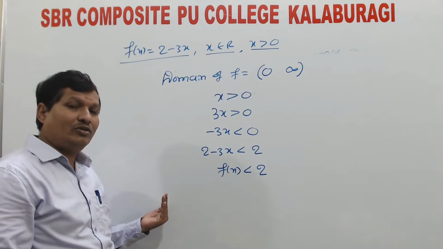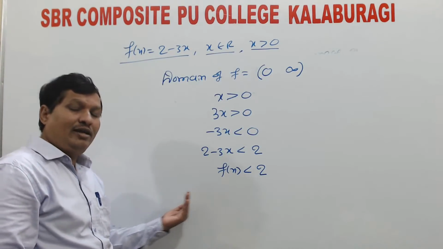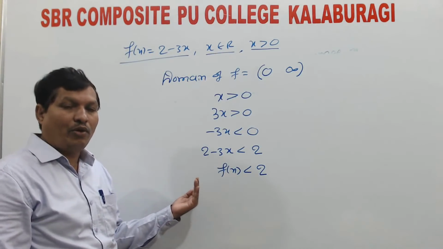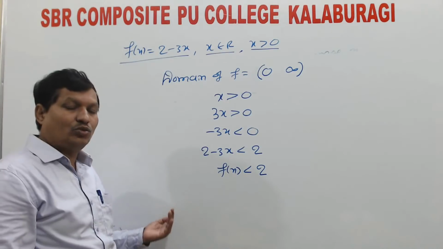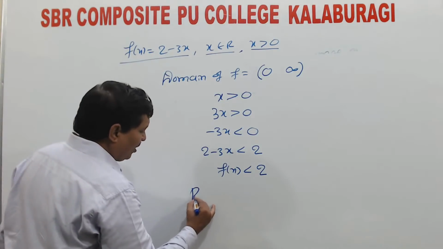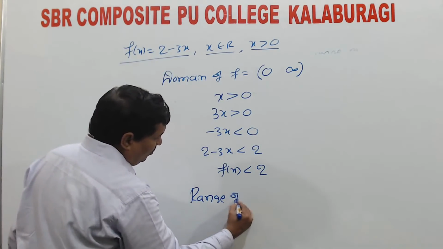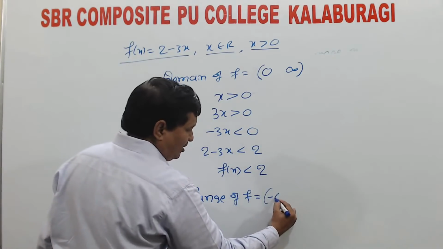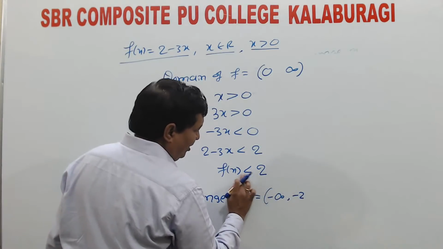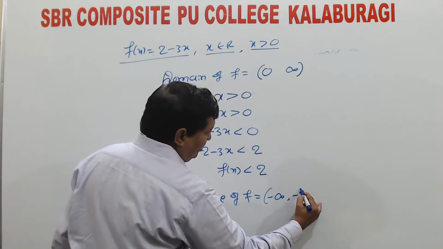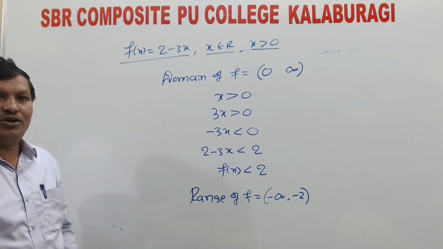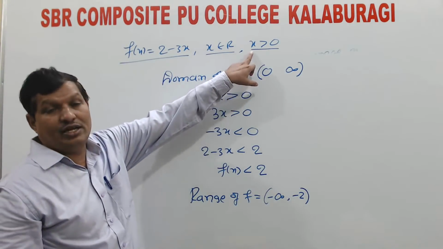Less than 2 means how many real numbers will come? So many real numbers come: 1.9, 1.8, 1.7, 1, 0, minus 1, minus 2, minus 3, up to minus infinity. Therefore, you write, see, range of f equal to minus infinity to 2. If it is greater than or equal to, we use the square bracket. Here only less than is there, that is why I write the open bracket: minus infinity to 2. Are you followed?